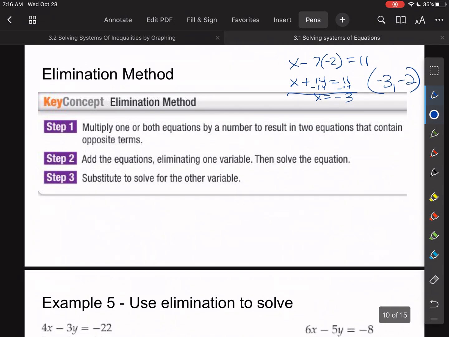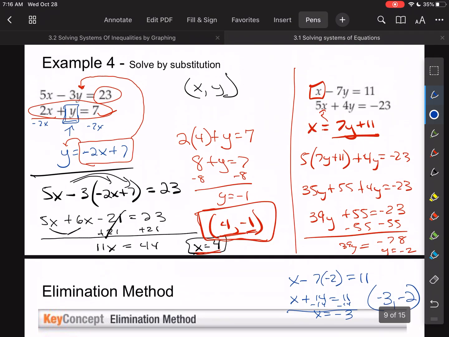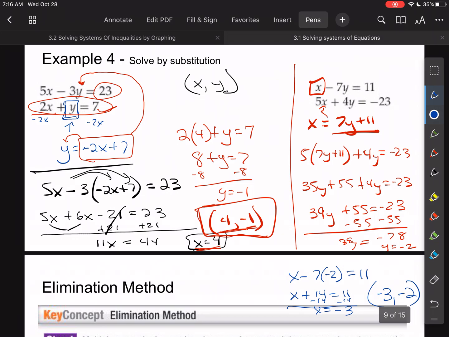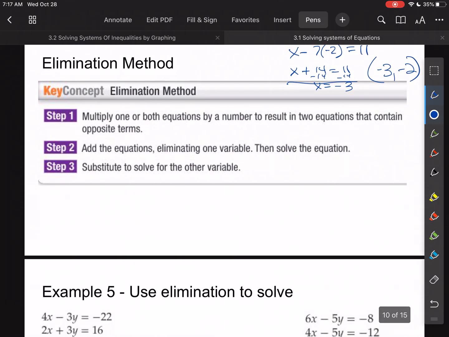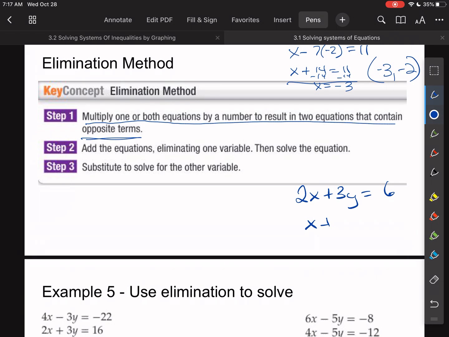For elimination now, the big idea is that we're trying to get rid of one of the variables in order to do the same thing we did here, get one variable in the equation. The goal is to just get one variable. So what we're going to do is multiply one or both equations by a number to result in two equations that contain opposite terms. What does that mean? That means if I have something like 2x plus 3y equals 6, and let's just keep the last one the same, something like that.